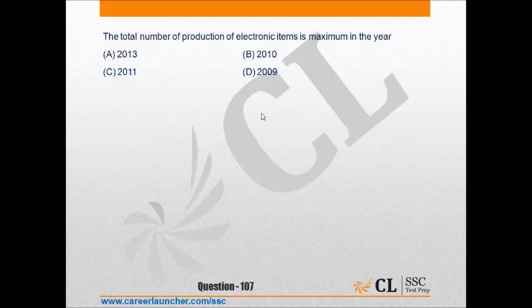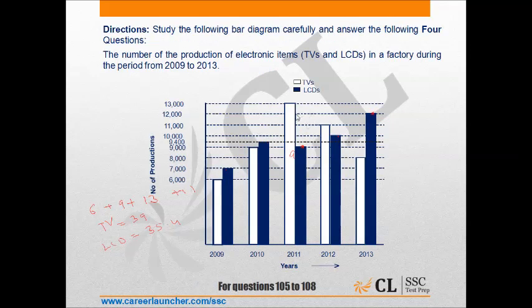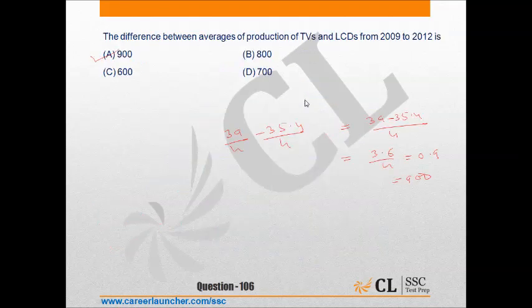The total number of production of electronic items is maximum in the year. It's again a simple question. From the graph, I can clearly see that it is in 2011, 13,000 plus 9,000, that is 22,000. To cross check, I'll check these closer values. 11 plus 10, this is 21. This is 12 plus 8, this is 20. Rest of the values are much lower than these values. I can clearly say that it is in 2011.